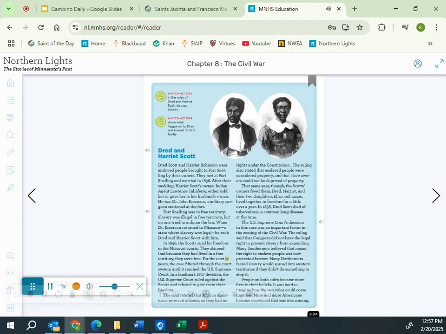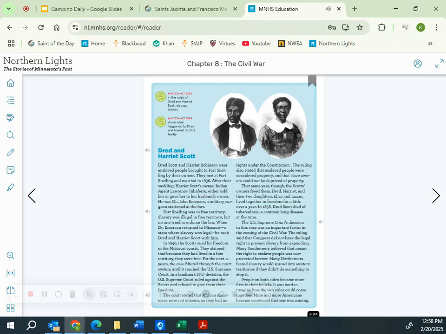For the next 11 years, the case filtered through the court system until it reached the U.S. Supreme Court. In a landmark 1857 decision, the U.S. Supreme Court ruled against the Scotts and refused to give them their freedom.